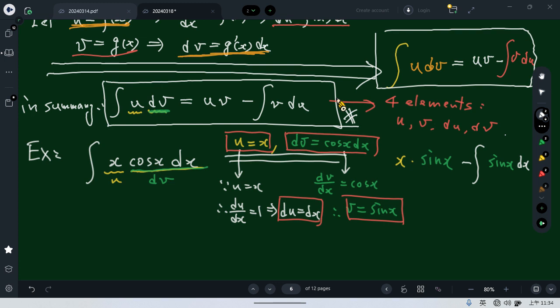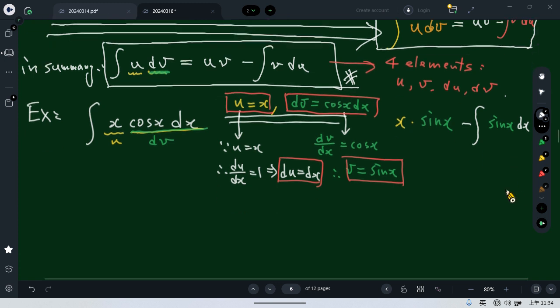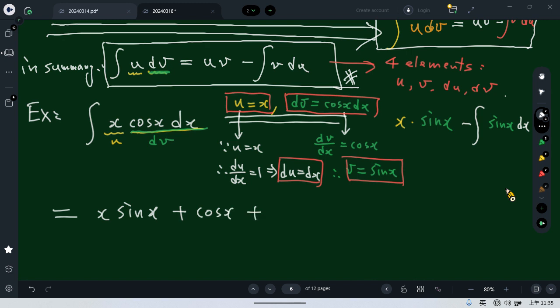So what's the result? This part? Minus cosine. Minus. So it is positive, negative, positive, right? It will be plus, right? So that we can get the result will be sine x plus cosine x plus c.